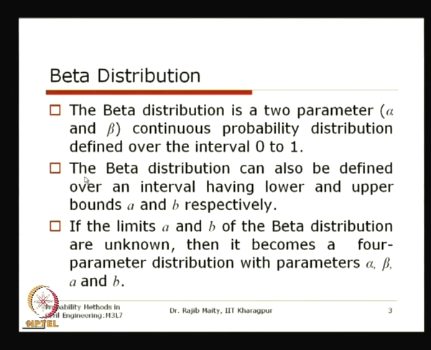In the general case, the beta distribution can also be defined over an interval having both lower and upper bounds, in the general form a and b respectively. If the limits a and b of the beta distribution are unknown in some cases, then it becomes a 4 parameter distribution. So, alpha and beta are the two parameters, and the bounds become 2 more parameters. That will become a 4 parameter beta distribution.